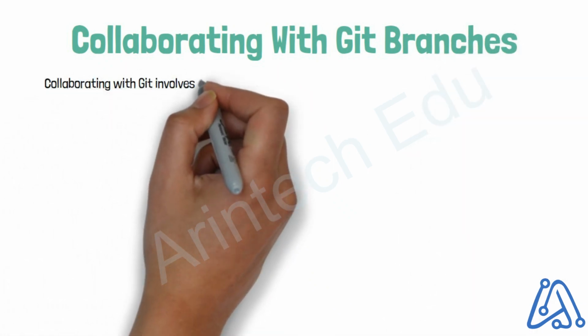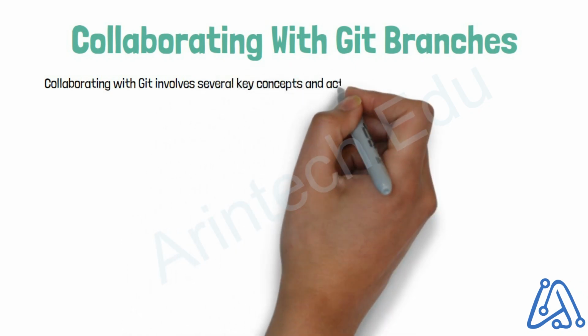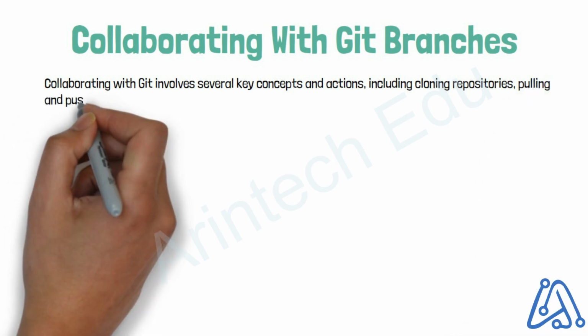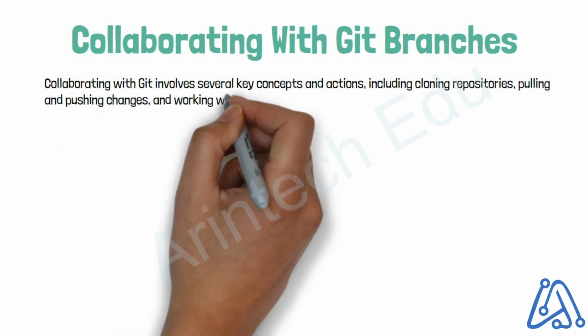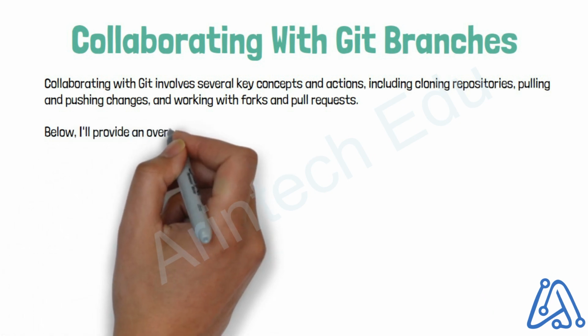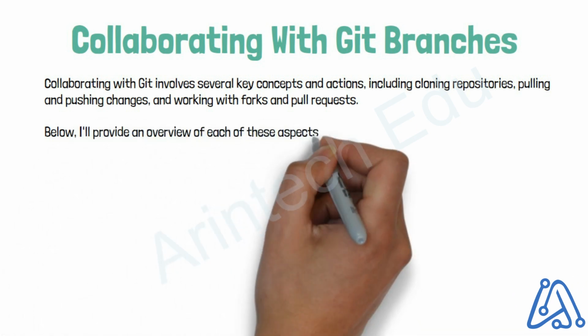Collaborating with Git involves several key concepts and actions, including cloning repositories, pulling and pushing changes, and working with forks and pull requests. Below, I'll provide an overview of each of these aspects.